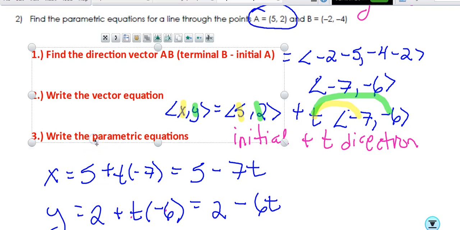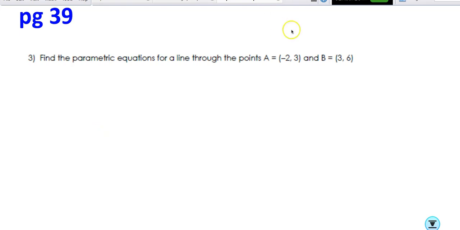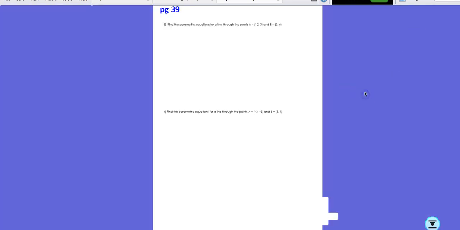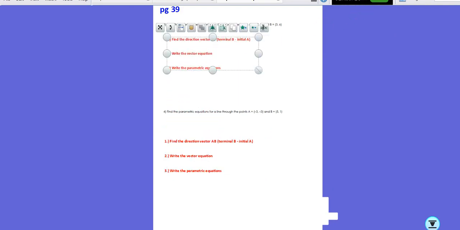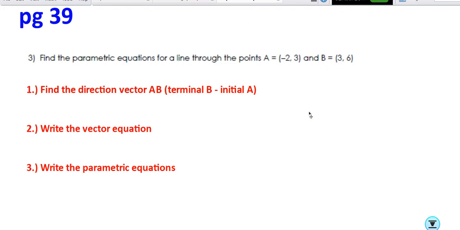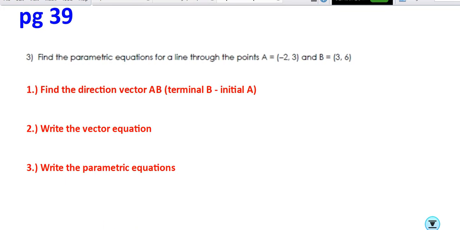All right, let's try that again. I'm going to copy these steps. We're going to try that again on page 39. Where'd my steps go? All right, so now for part number 3, we've got the point A, which is -2, 3, and the point B, which is 3, 6. So pause the video here, and I want you to find the direction vector, or that component vector of B minus A. Okay, so you should do 3 minus -2, 6 minus 3. That gives me 5, 3.